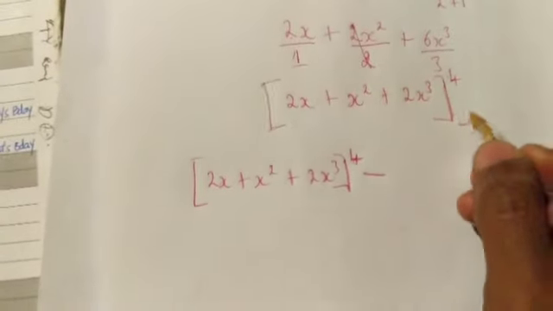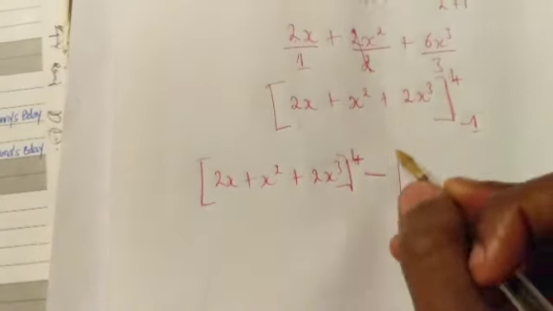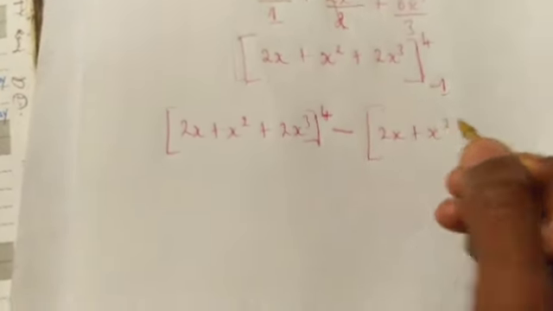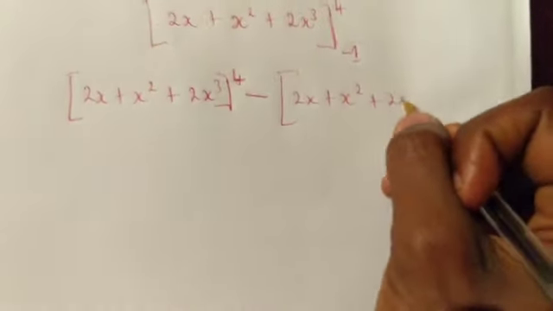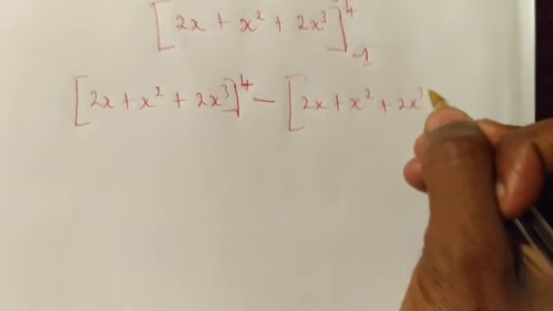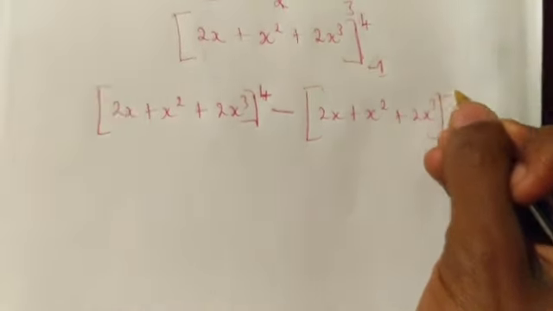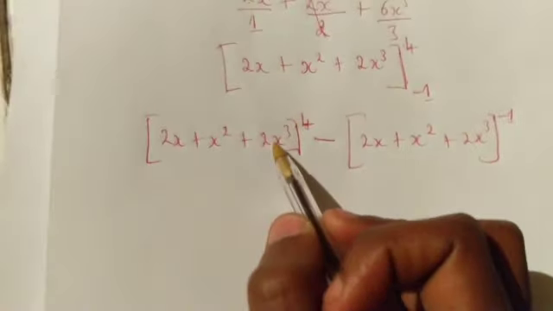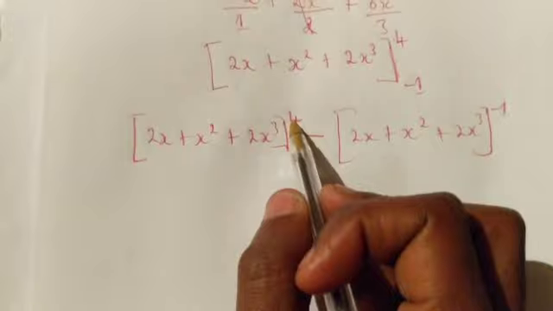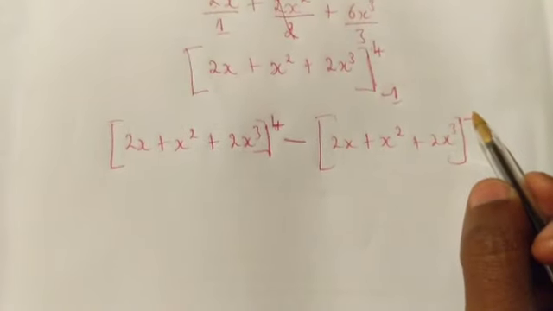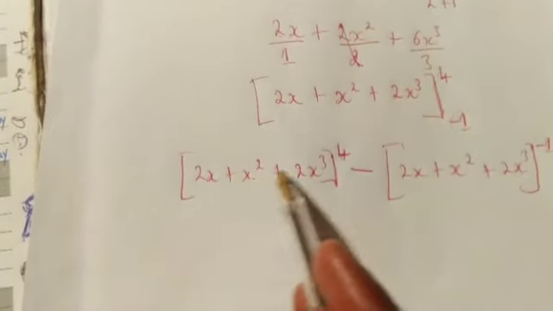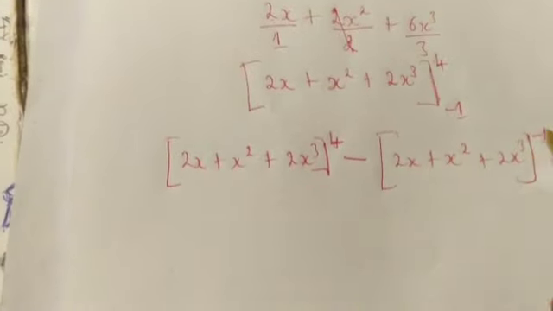Then minus the one again, writing the same equation: 2x plus x to the power 2, then plus 2x to the power 3. You write -1. So what you are saying here is, let x in this equation be 4. Also here, let x in this equation be -1. So where there's x here, we're putting 4, and where there's x here, we're putting -1.